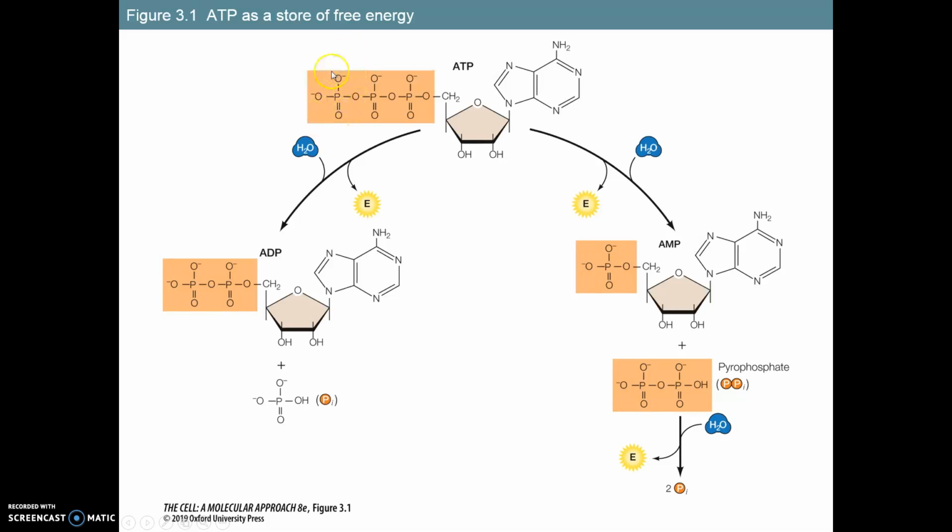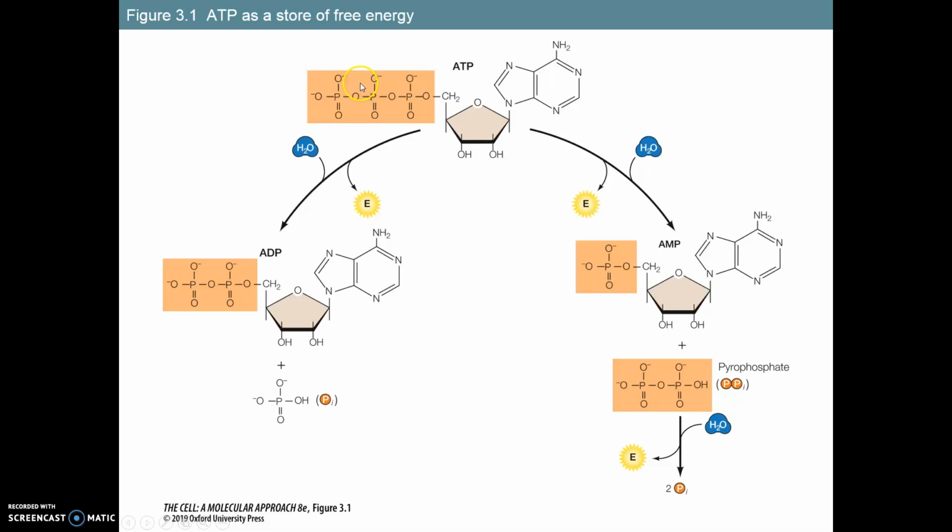Keeping in mind that these phosphate groups are very electronegative, they tend to be repelling each other, and that bond is essentially holding a lot of potential energy. As soon as we hydrolyze it, that energy is released. It now becomes kinetic energy that can be used to do work.